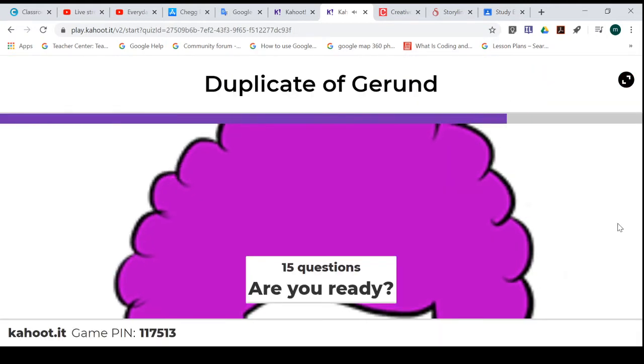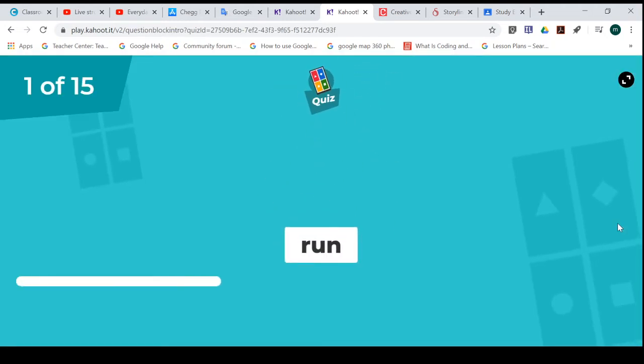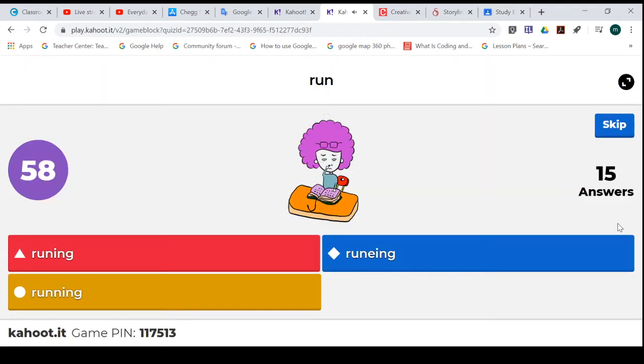So, of course, the first question, I gave you the answer. Run, if we use the ing, the spelling is the yellow one. R-U-N-N-I-N-G. So I fully expect all of you guys to get the correct answer because it's yellow, yellow, yellow. Running, R-U-N-N-I-N-G.